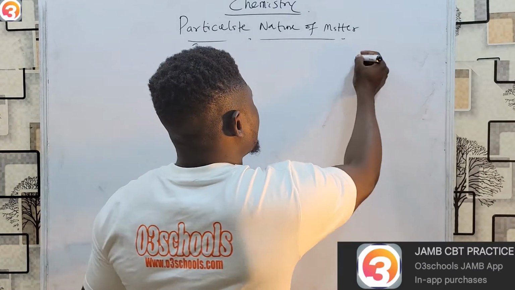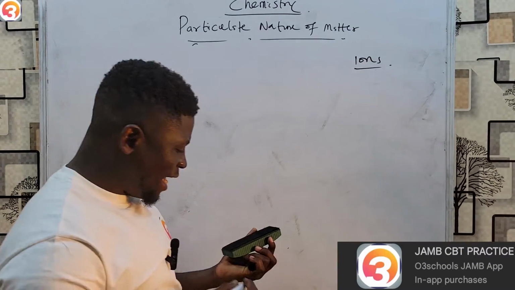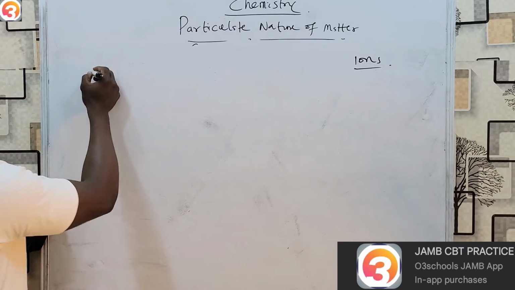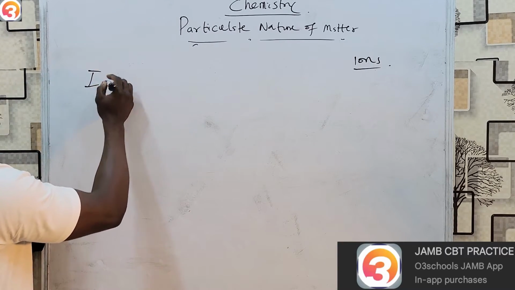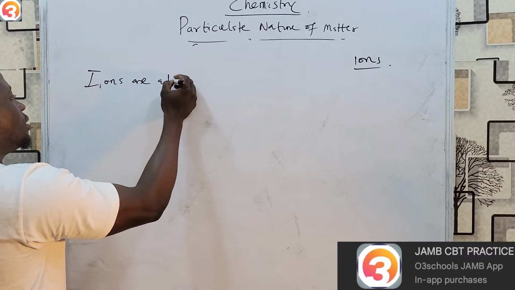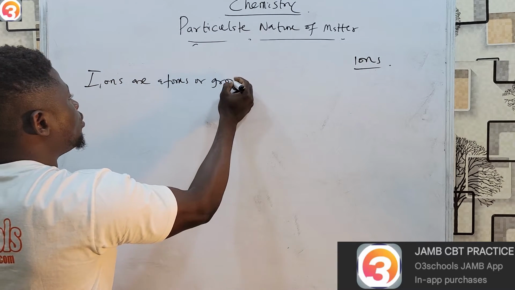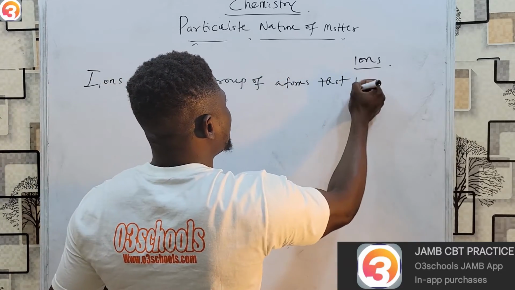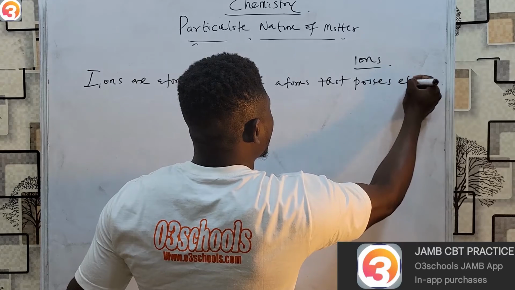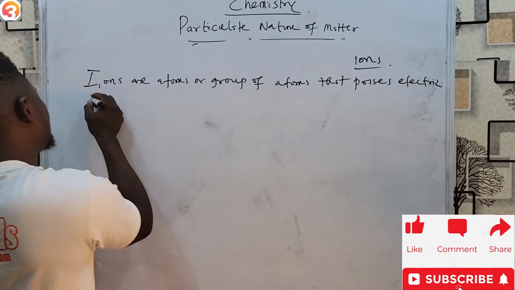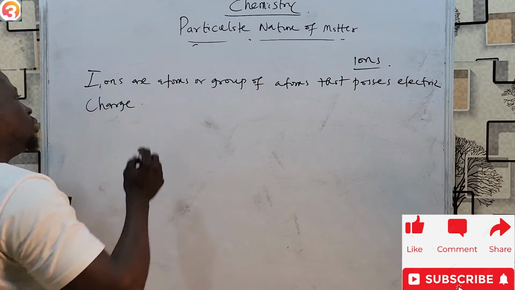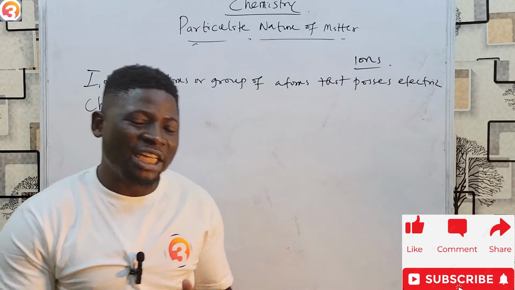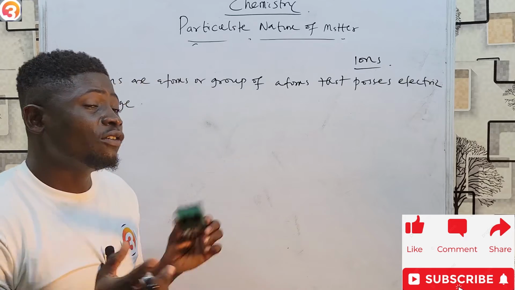Ions. And we say that an ion is what? It's a group of atoms. We say ions are atoms or group of atoms that possess electric charge. So we say ions are atoms or group of atoms that possess electric charge. That's the simple definition for ions.